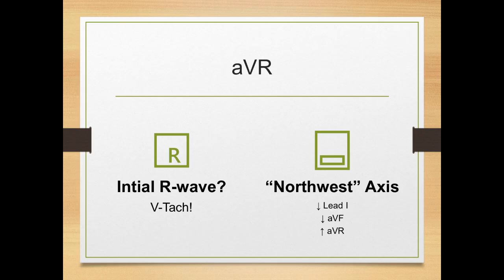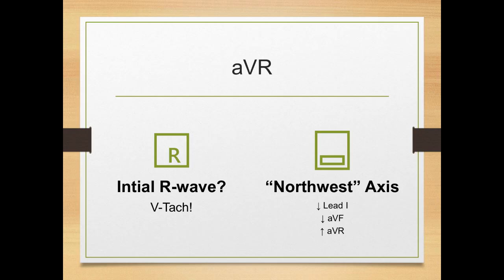So AVR is upright, right? So I go into this initial R wave. AVR is upright. Lead 1 should be negative and AVF should be negative. So I should be in this extreme right axis deviation quadrant. And that would make sense in V-Tach, because instead of going up, down, and to the left into the normal quadrant area, I'm starting in the normal quadrant area and going straight backwards into that extreme right axis quadrant area. So lead 1 should be down, AVF should be down.